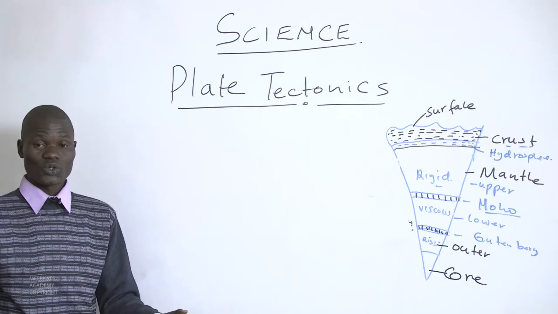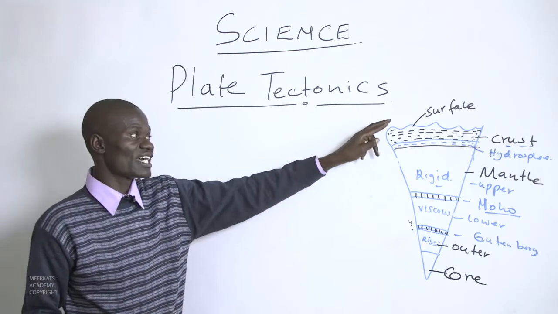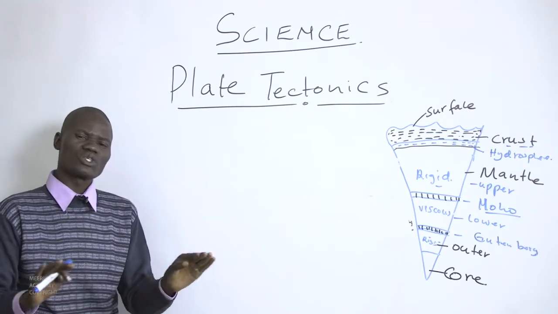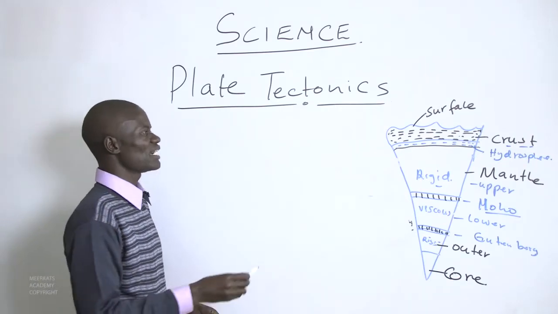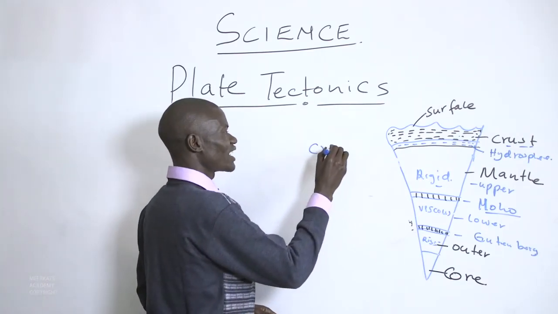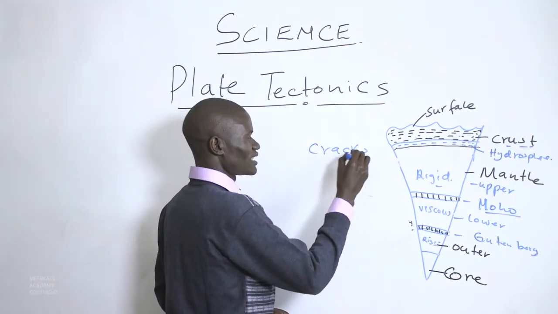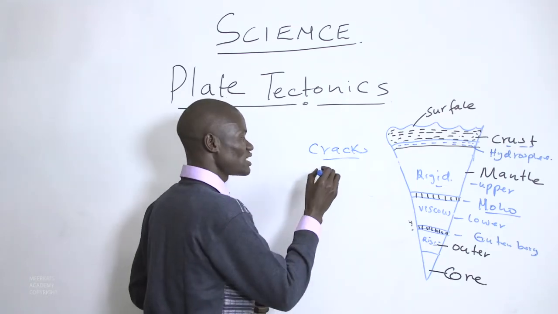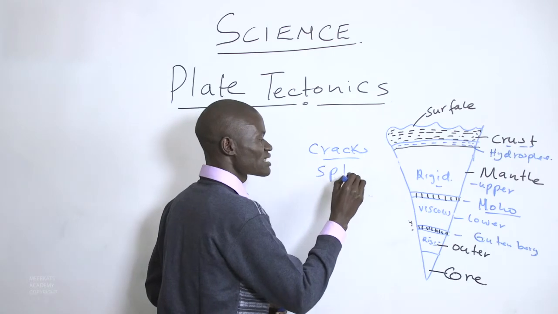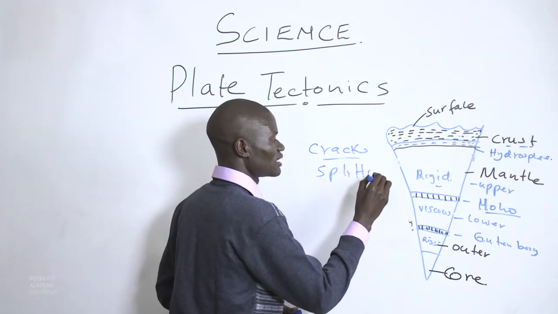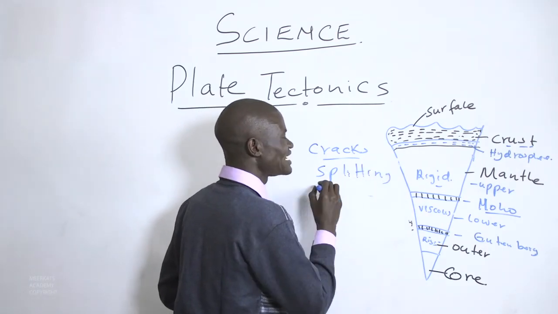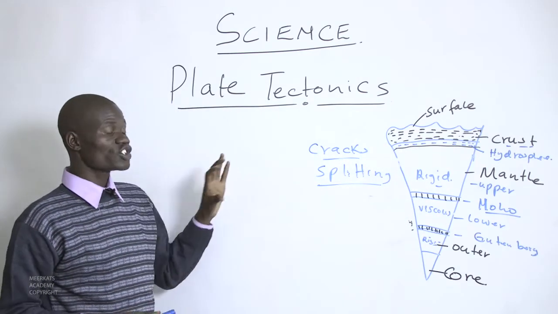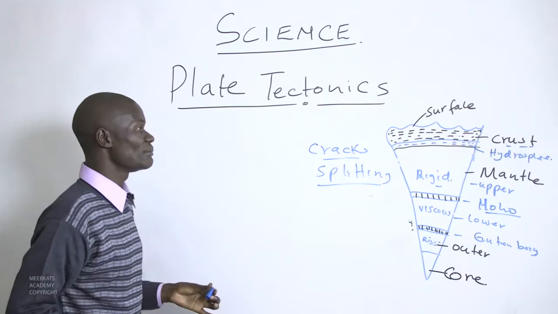If you understand the surface of the earth, which represents the crust, it is not made up of smooth objects, but sometimes of what you call cracks. These cracks mean that there is something that is splitting. There are some forces that do the splitting of these continental crusts. And those two forces are quite important.